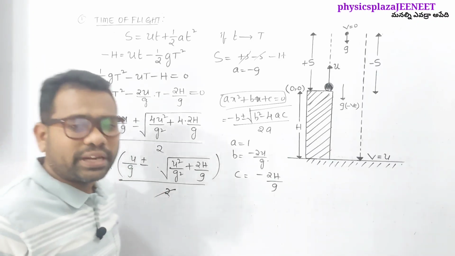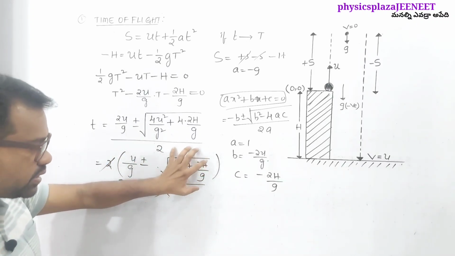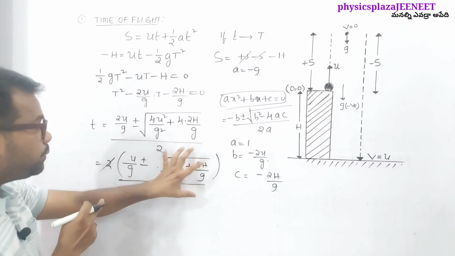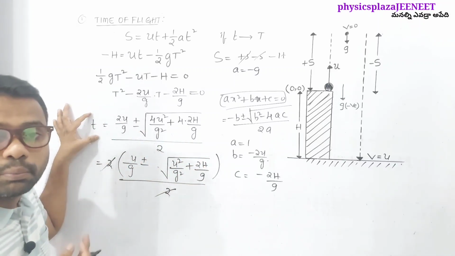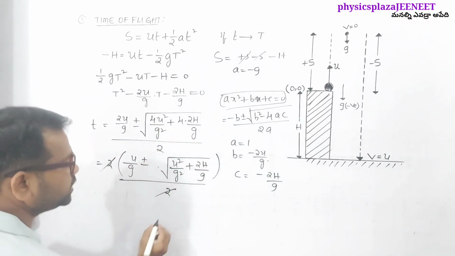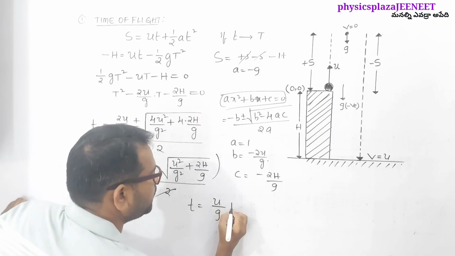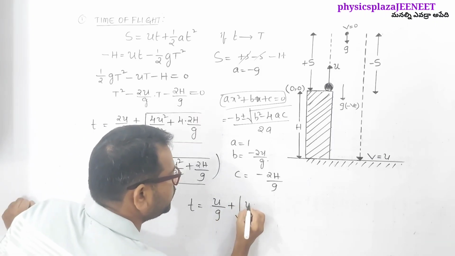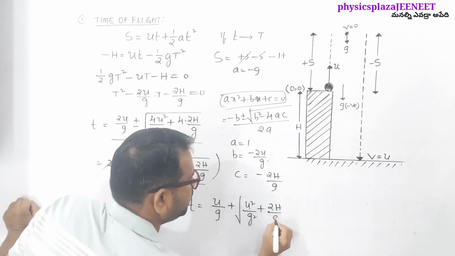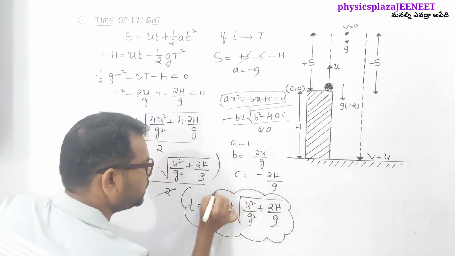Children, time won't be negative, right? Let us say this is term x, this is term y. If this term is greater than that of this, there will be a chance of getting a minus for time. But time won't be negative, so we should take the positive one. So time is equal to u by g plus square root of u square by g square plus 2h by g. So children, this is the expression to calculate the time of flight.